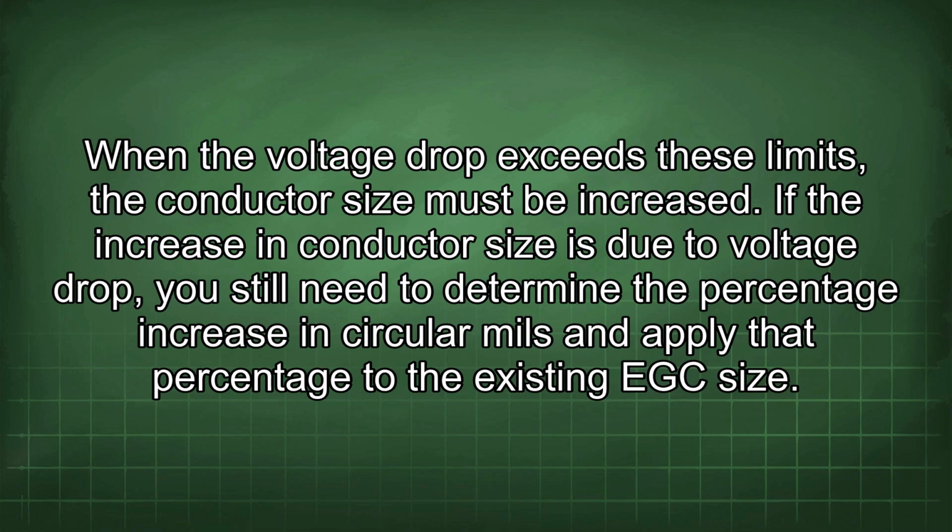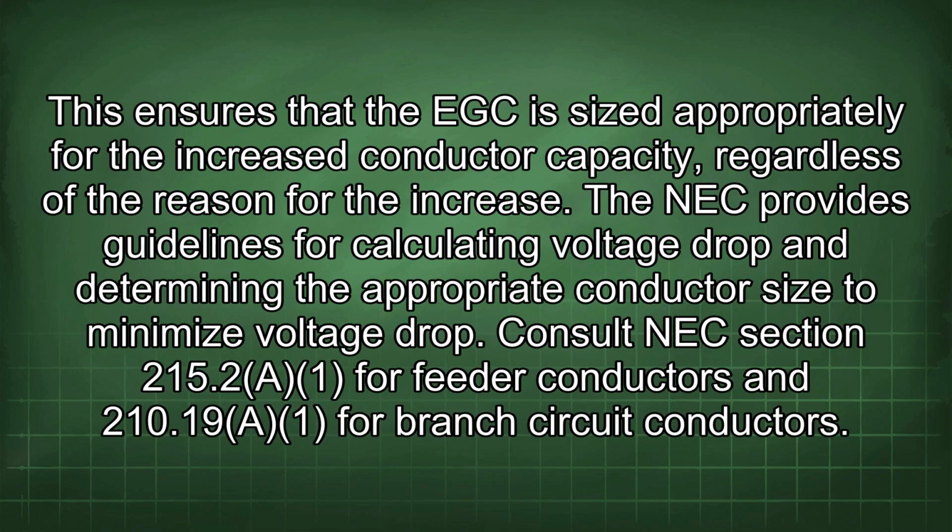If the increase in conductor size is due to voltage drop, you still need to determine the percentage increase in circular mills and apply that percentage to the existing EGC size. This ensures that the EGC is sized appropriately for the increased conductor capacity, regardless of the reason for the increase.